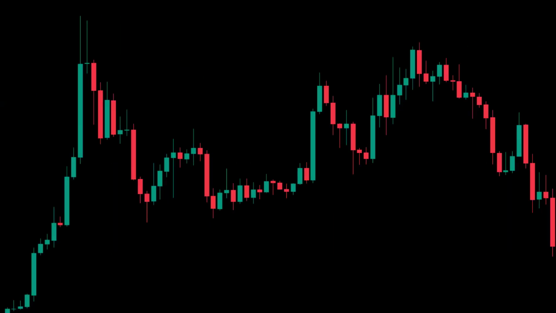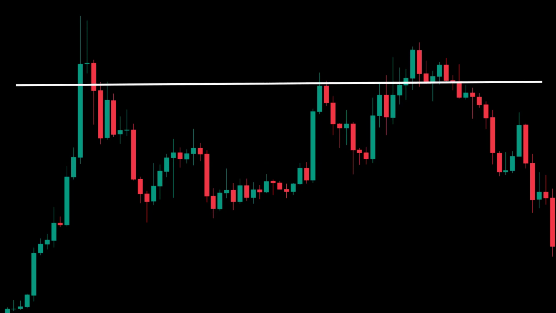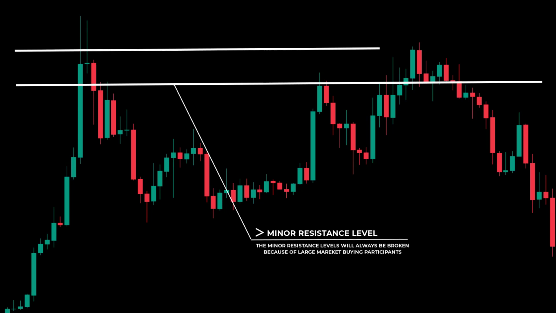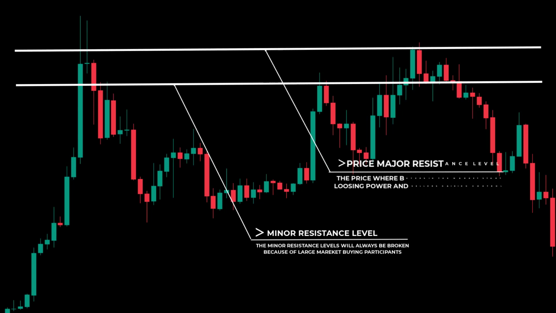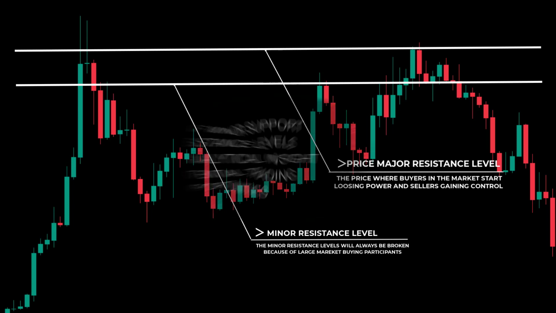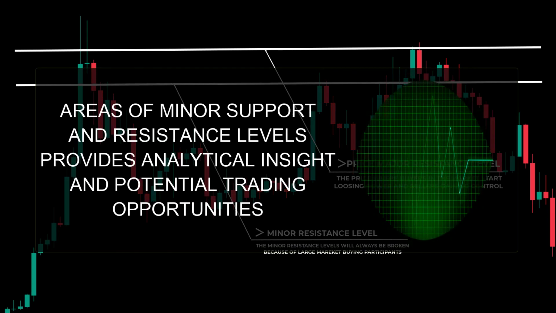Similarly, here the price is in an uptrend. As it moved up making higher highs, it retraced back at this point and finally went up making a new high. This high can be marked as a minor resistance level because the price did break through and moved higher above this last resistance level. Areas of minor support or resistance provide analytical insight and potential trading opportunities.